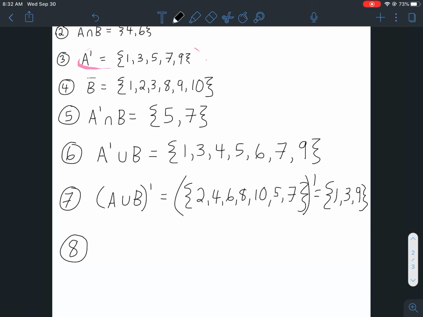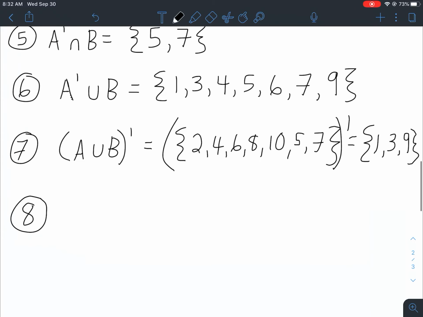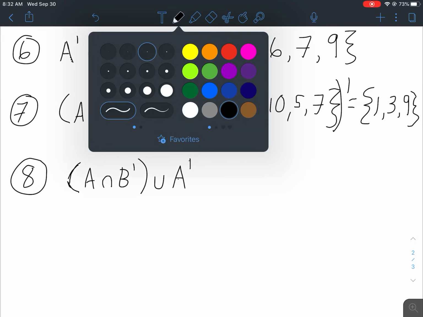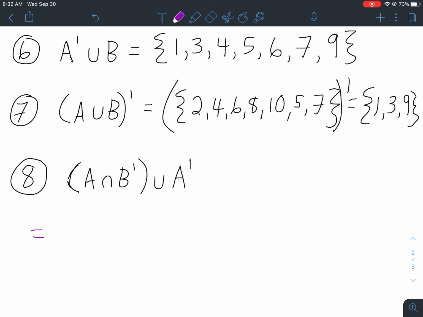Okay, and these last two problems get kind of long here. But you always do what's in the parentheses first, just like when you're solving equations. So A intersection with B complement, and that's in a union with A complement. Okay, so the first thing we're going to do is find this: A intersection with B complement.